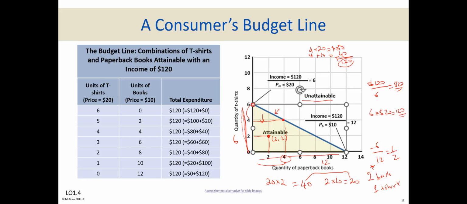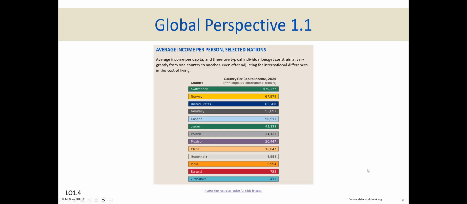That's the opportunity cost. And let's look at the global perspective, average income per person for selected nations. Average income per capita, and therefore typical individual budget constraints, changes from one country to another, even after adjusting for international differences in the cost of living. For instance, as you see here, the United States average income seems like 65,280, and Switzerland it's higher, or Norway it's higher, but there are some countries that have average annual income less than $500.